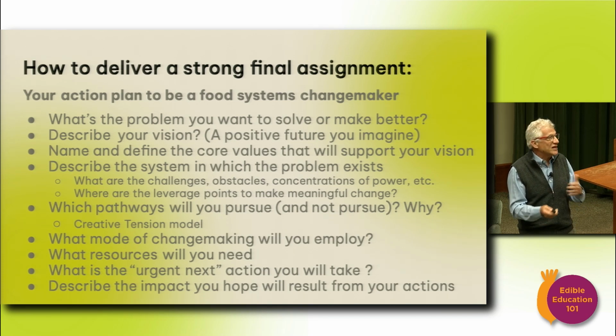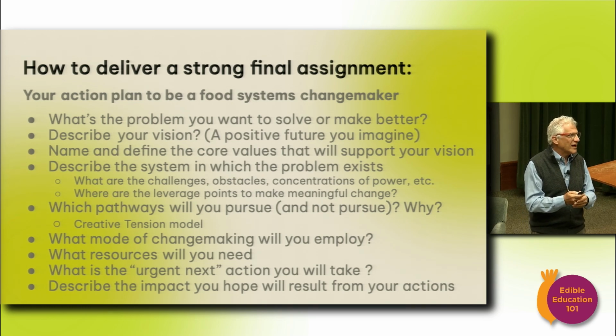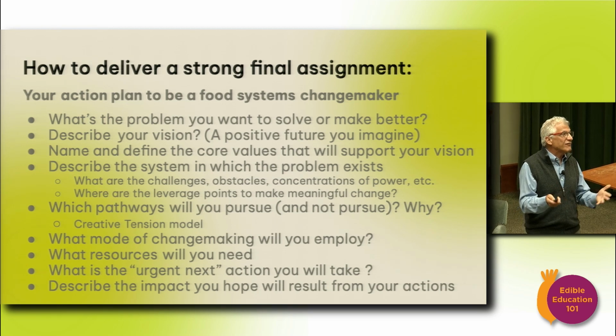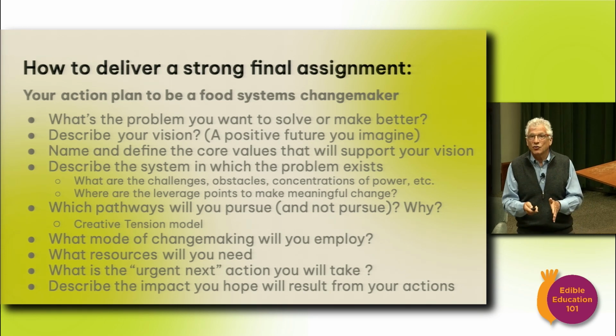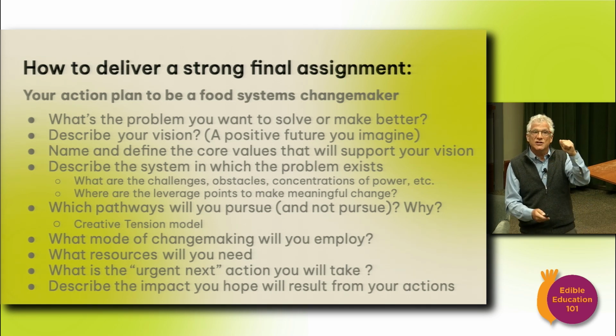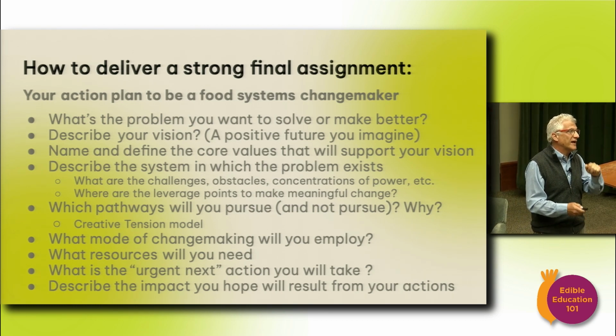Talk maybe about what the challenges and obstacles, where the concentrations of power or incumbent sources of habit or kind of entrenched behavior are. And then you're going to talk about or identify the leverage points that you're going to choose to make meaningful change. And then talk about the pathways you'll pursue and maybe the ones that you choose not to pursue and tell us why. You might want to use the creative tension model that you learned earlier in the semester as a way to illustrate those pathways.